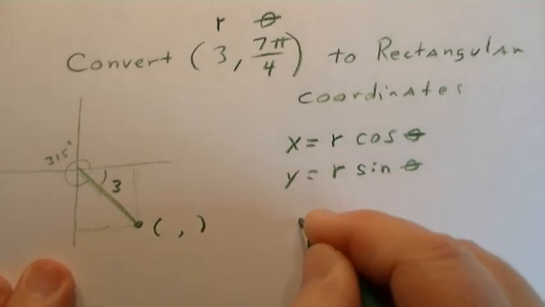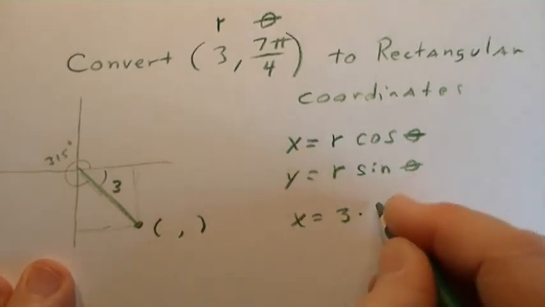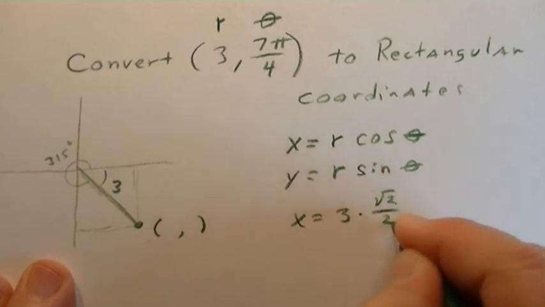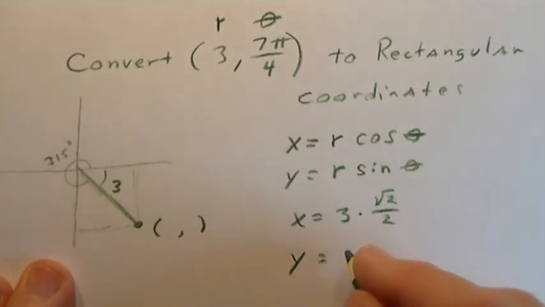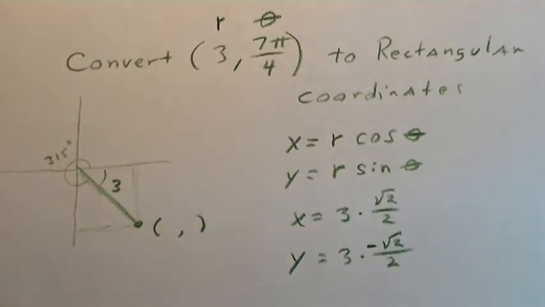So we're going to have the x value is 3 times square root of 2 over 2, and the y value is 3 times negative square root of 2 over 2.